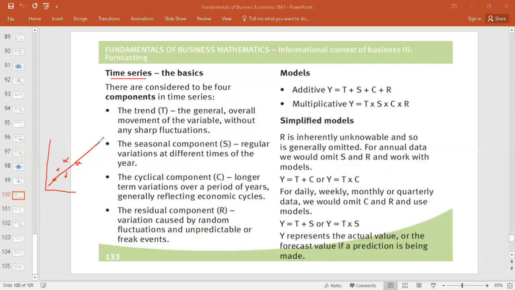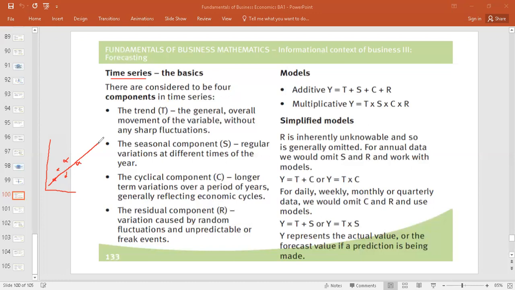The last one is the residual component. Residual component R is a variation caused by random fluctuations and unpredictable or freak events. There is no particular reason, but there would still be some fluctuation. It could be because of change in the minds of the customers, their expectations, etc. So multiple reasons could be there for the fluctuation. So that is R.